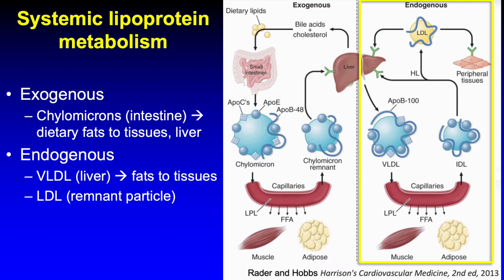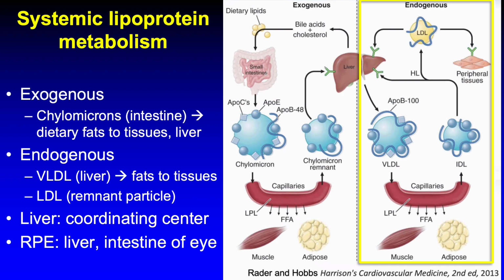The endogenous lipoprotein system starts with VLDL at the liver, which delivers fats to the tissues, and we are very familiar with LDL, which is a remnant particle from VLDL created by enzymatic remodeling in the plasma. So in the systemic system, the liver is the coordinating center, and the RPE has characteristics of both the liver and the intestine. So it performs these functions in the eye.